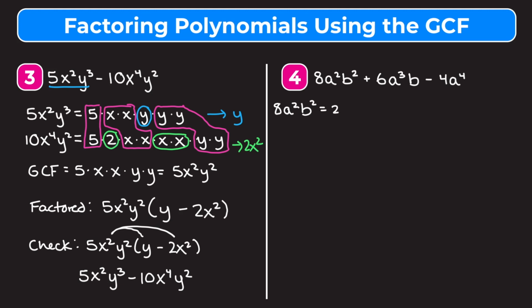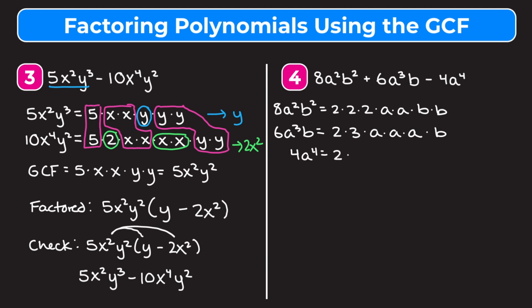8 is the same as 2 times 2 times 2. A squared is a times a. B squared is b times b. For 6a cubed b, 6 is the same as 2 times 3. A cubed is a times a times a. B is just b. And finally we have 4a to the fourth. 4 can be written as 2 times 2, and a to the fourth can be written as the product of 4 a's. So now let's circle what they have in common.